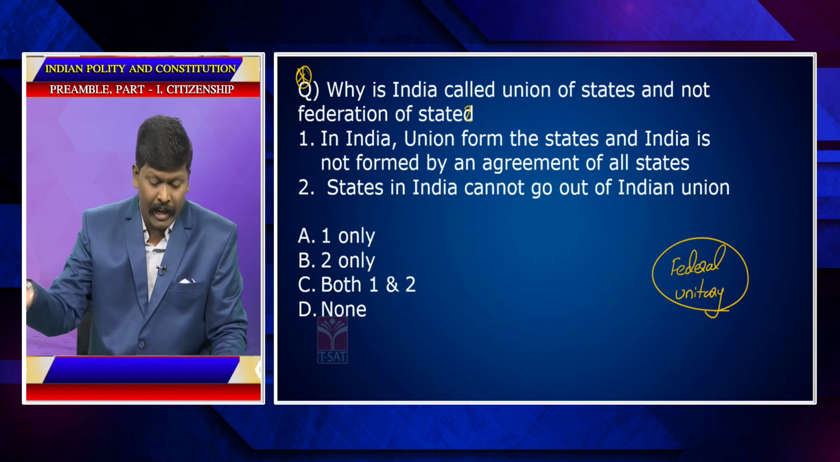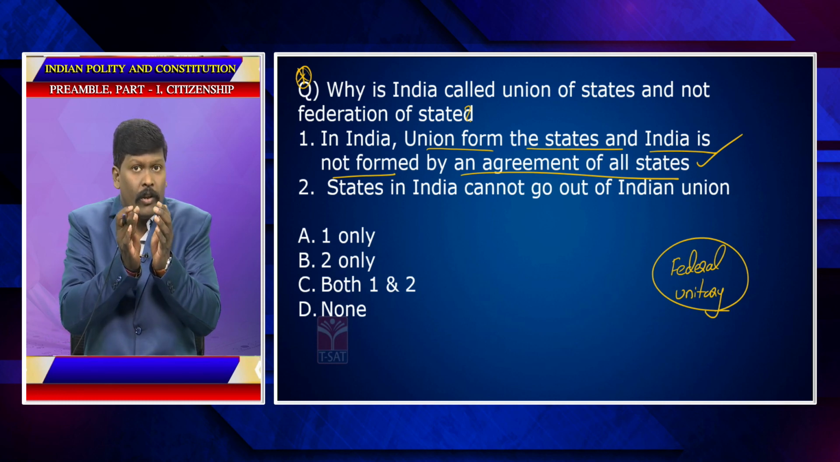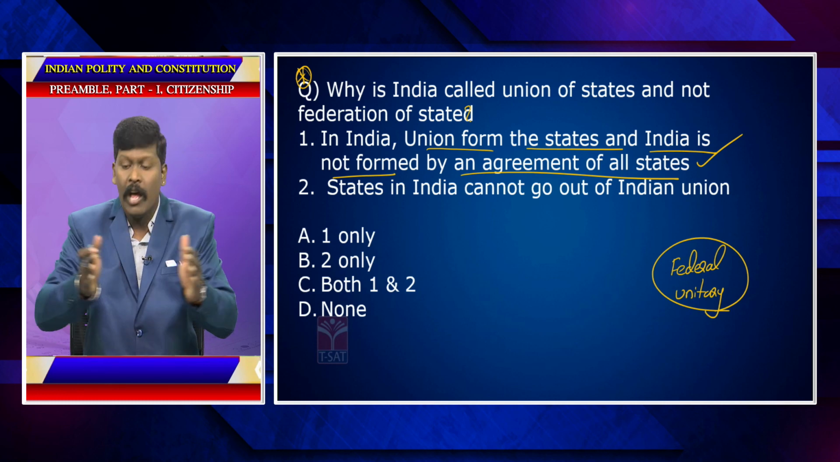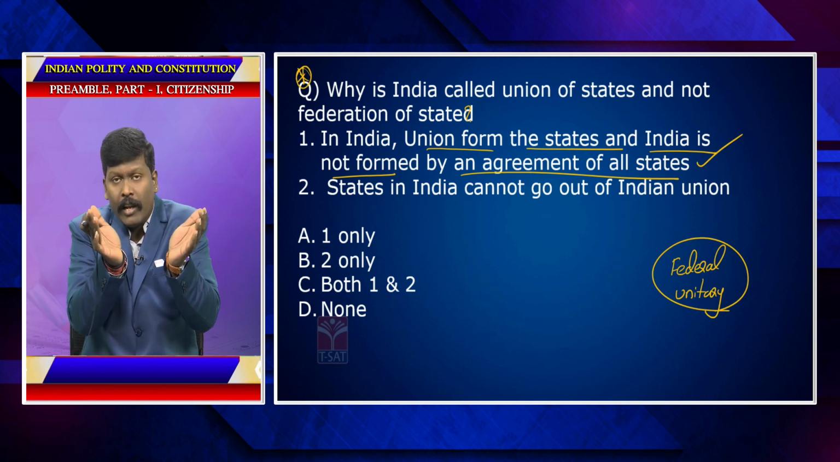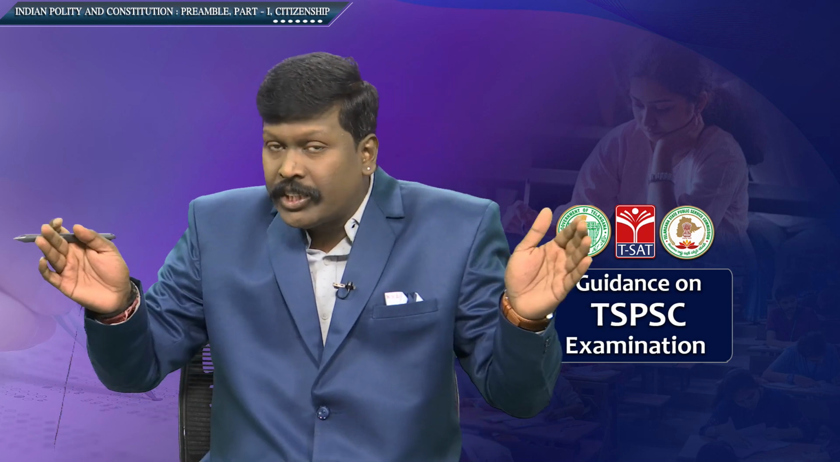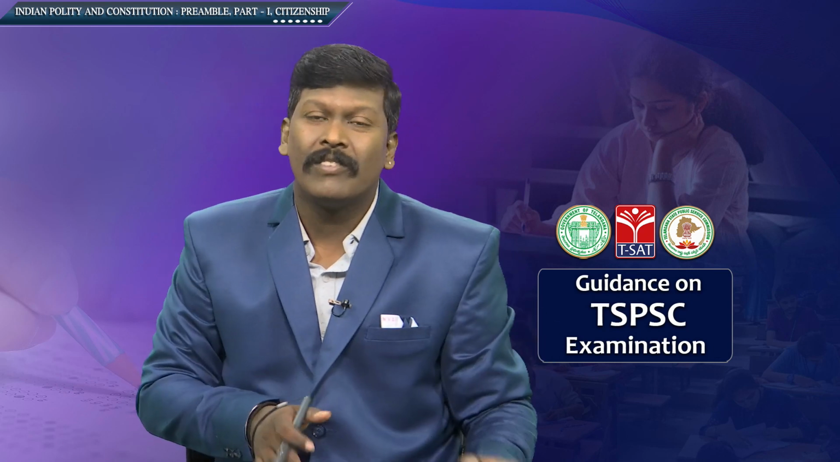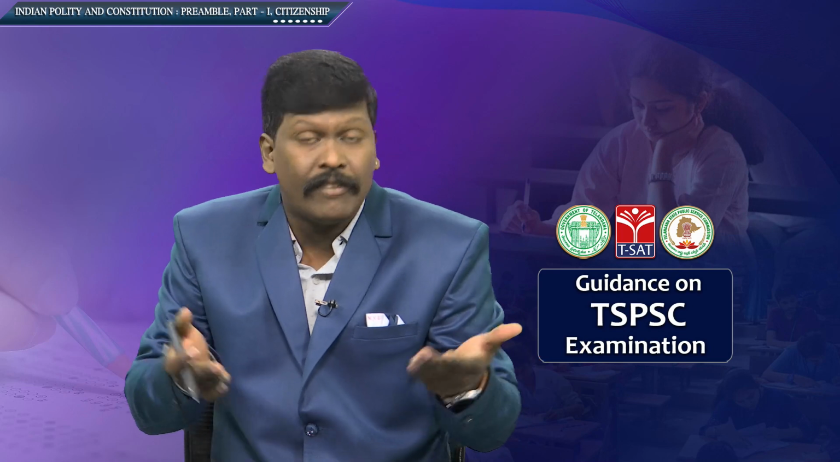Let us see. In India, union forms the states. And India is not formed by an agreement of all the states. Absolutely correct. Look at USA. USA is called a federation. The US is an American federation where all 50 states came together. They made an agreement and formed the union. But in India, states did not come together to form the union. Instead, according to Article 3, the union formed the states. So, we cannot say India is a federation of states.